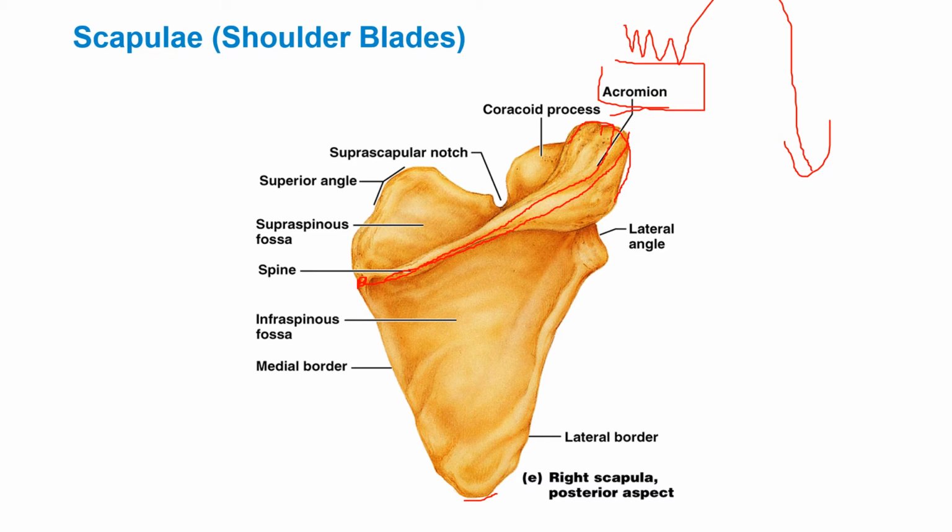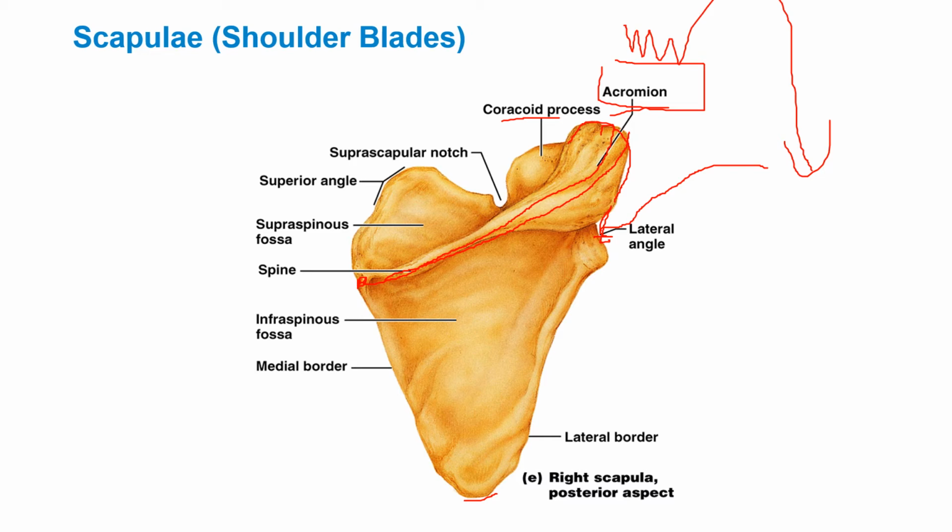And then this is posterior. This kind of folds forward. And when we see the next view, you see how this coracoid process is actually anterior. This is the lateral angle, this side. And if you came into this spot, that would be the glenoid cavity, which they're not marking because you can't really see it too well.